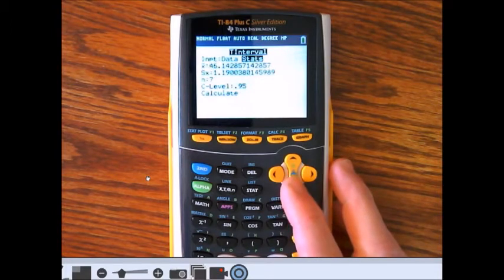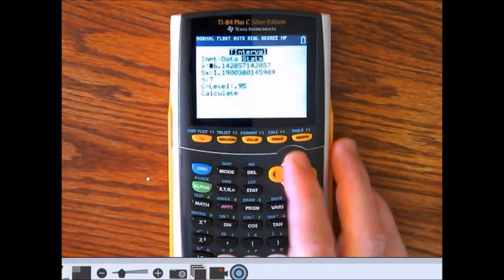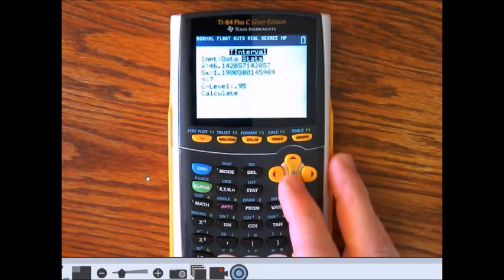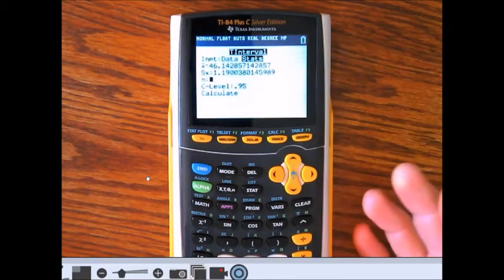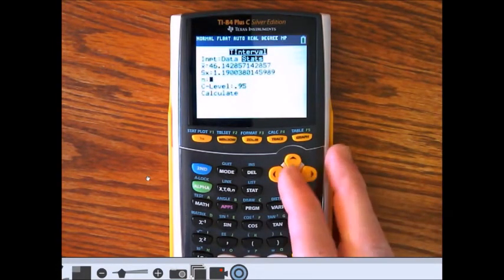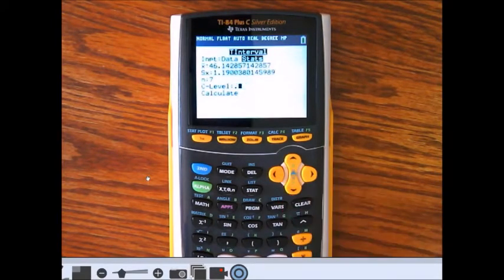So the x bar is 46.14. The standard deviation of the sample is 1.19. Now I have all of the decimals in. You don't have to type them all in. So if you only used 46.14 and 1.19, you might get slightly different numbers than I'm going to get. Now I believe the interval we wanted, the confidence level, was 99%.